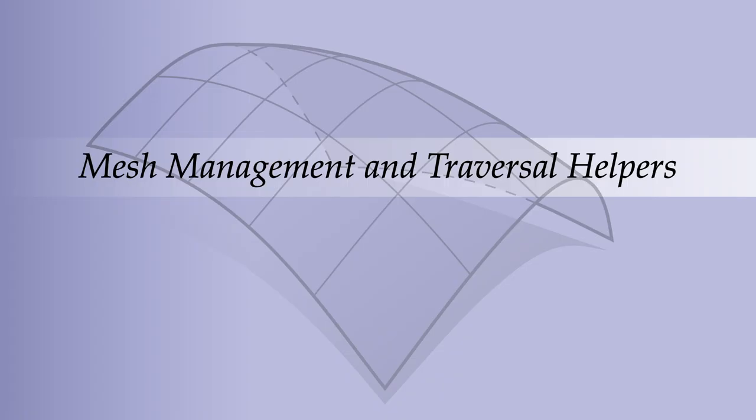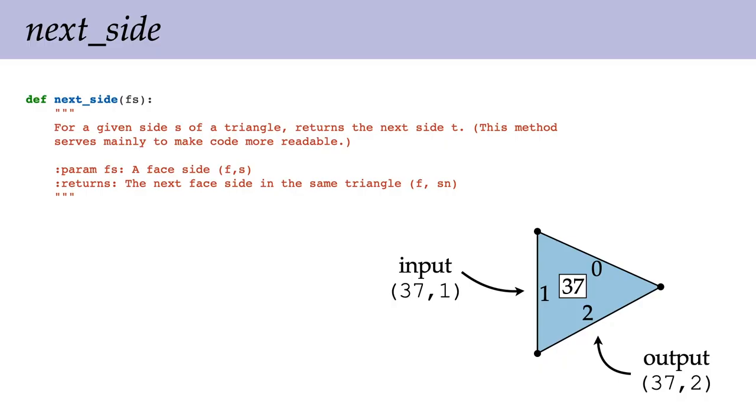So now that we've got an idea of how this is all going to be set up, let's start working through these methods. We'll start nice and easy with some mesh management and traversal helpers. Our first routine is going to be a next side routine, which, given a face side of some triangle, returns the next face side in a counterclockwise order. So for instance, if we were given this face side 37 comma 1, we would want to output the face side 37 comma 2 because it's the next one in the counterclockwise order.